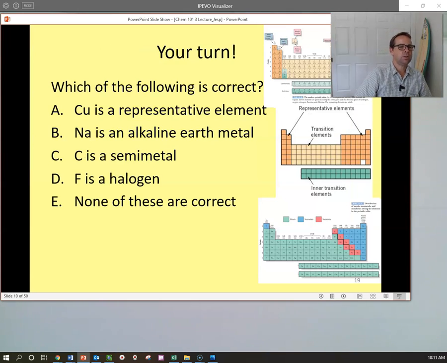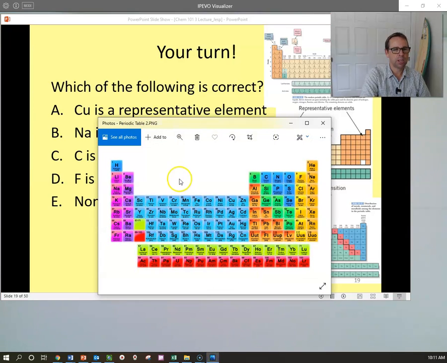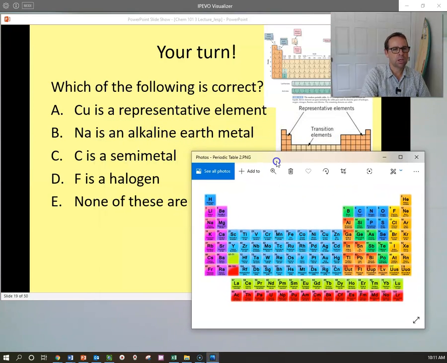All right, so can you look through this list and find out which one of these is correct? I'll bring up the periodic table so we can look at it. Is copper a representative element?